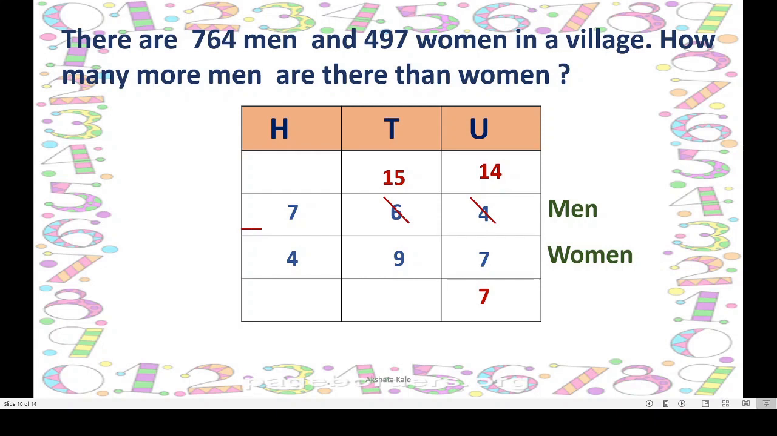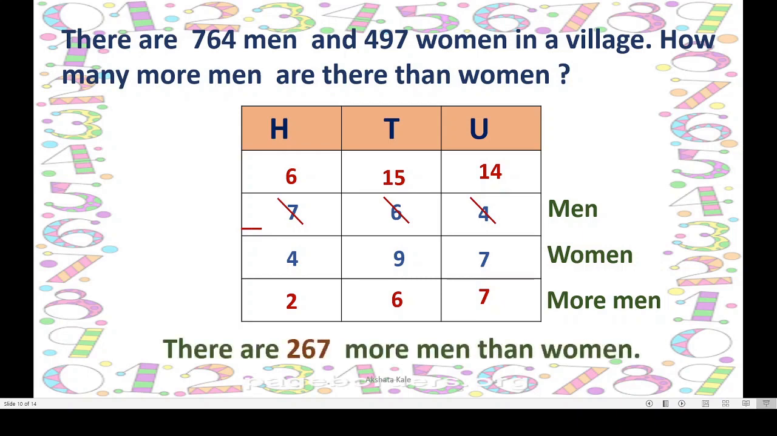5 minus 9 is not possible. So again it asks for 7. It becomes 6 and here it becomes 15. You must know this. Right? So I will not explain here. We have done sums like this earlier. Right? Now 15 minus 9 is equal to 6. And 6 minus 4, that is 200. Right? Now 267 more men are there than women. Isn't it? There are 267 more men than women. Right?